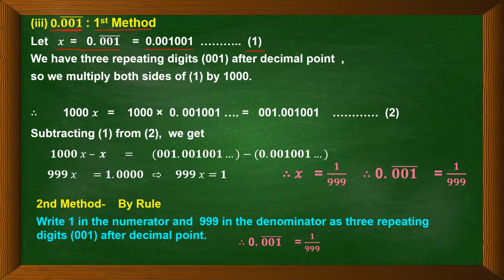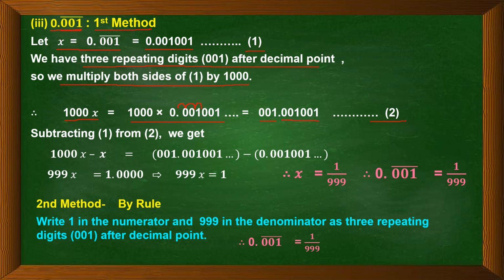This is our equation 1. Now how many digits are being repeated? There are 3 digits which are being repeated. So 3 repeating digits are there, 001, after the decimal point. So we shall multiply both the sides by 1000. Now x into 1000 is 1000x, and 1000 into 0.001001 is, we are going to shift 3 decimal places to the right side: 1, 2 and 3. So we shall get 001.001001. This is our equation 2.